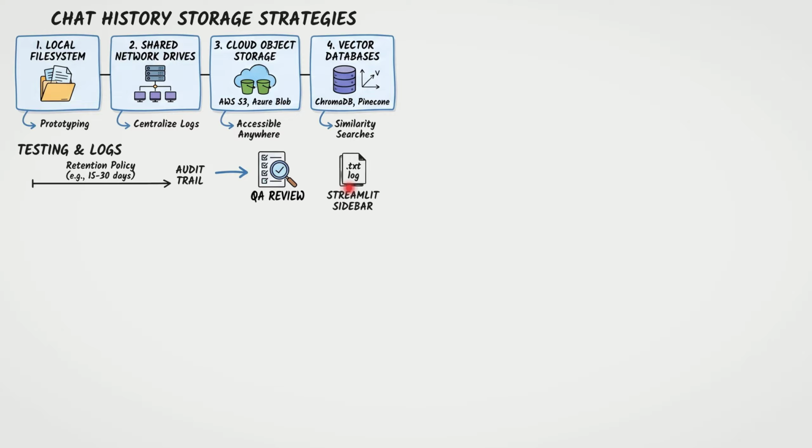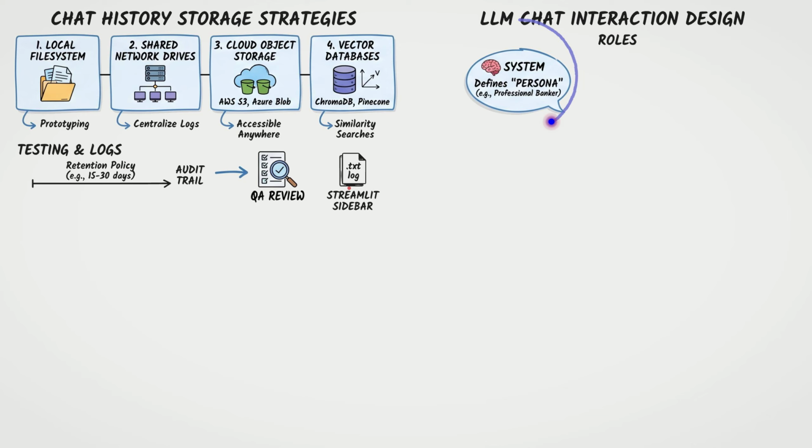Moving over to how the AI actually communicates, let's look at LLM chat interaction design. We manage context using distinct roles. The system prompt defines the core persona. For example, explicitly instructing the AI that you are a professional banker anchors its behavior and prevents it from hallucinating or answering out of scope questions.